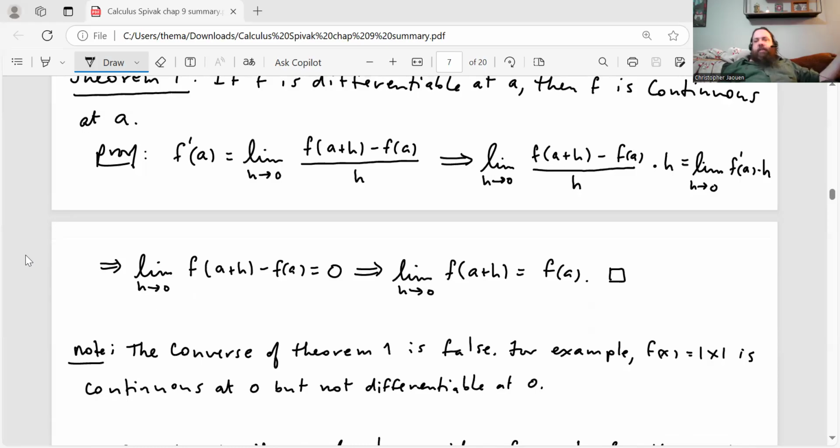So if you remember the way that we defined a function being continuous at a point, that's the definition. So that means that f is continuous at a.